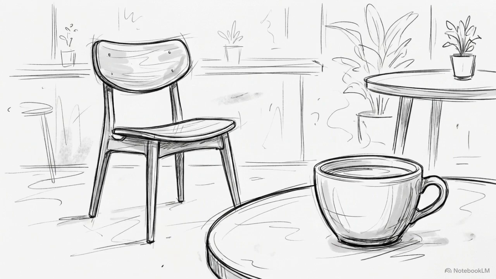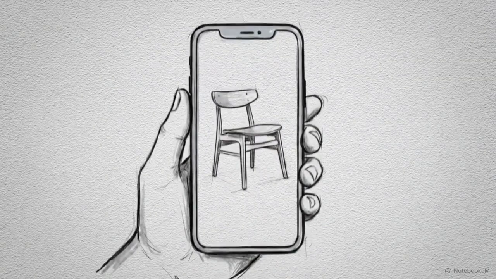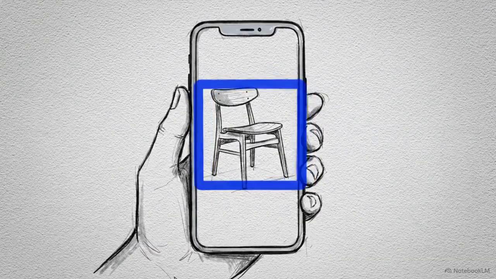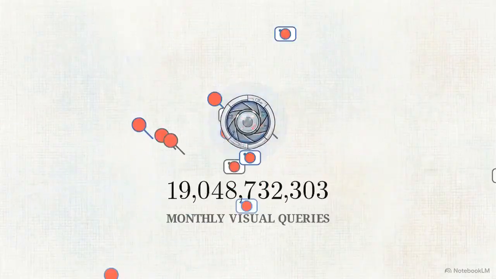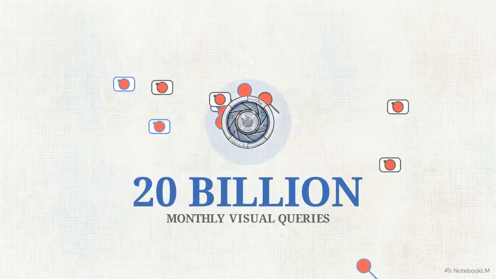You're at a cafe, you see a chair you like, and instead of typing out a phrase like wood mid-century modern chair, you just point your phone camera at it. Search engines now process over 20 billion visual queries like this every single month.